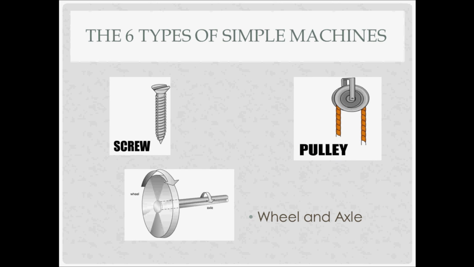There's a screw, like what you would turn with a screwdriver. A pulley, which usually involves ropes, and then you pull down and the pulley pulls something up. And then also a wheel and axle. If you turn the wheel, it causes the axle to turn, and then the axle can make something else move. Okay, so those are the 6 simple machines.